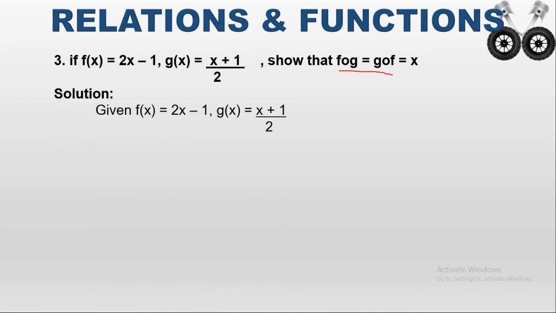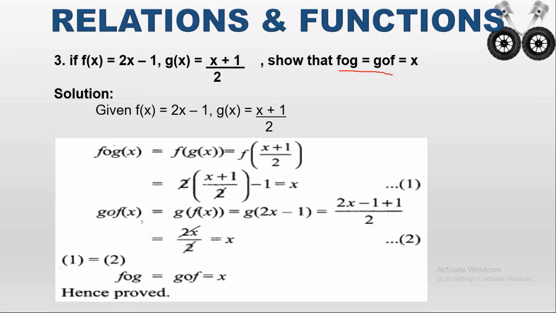So given f of x equals 2x minus 1, g of x equals x plus 1 divided by 2. So first what we have to find? We have to find the value for f composition g. So f composition g can be written with the variable x, that is f composition g of x. So that can be written as f of g of x. First you have to substitute the value for g of x. So what is the value for g of x? It is x plus 1 by 2. So f of x plus 1 by 2.